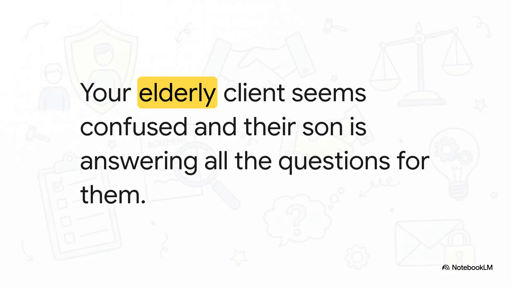All right, what about this one? An elderly client who seems confused, and maybe their son or daughter is doing all the talking. This scenario just screams diminished capacity and undue influence. The exam wants to know if you can spot that your client's instructions might not actually be their own instructions.